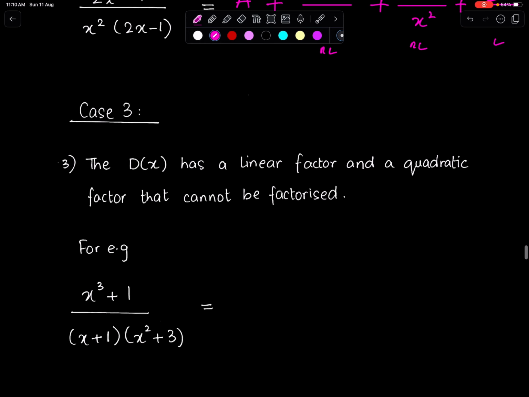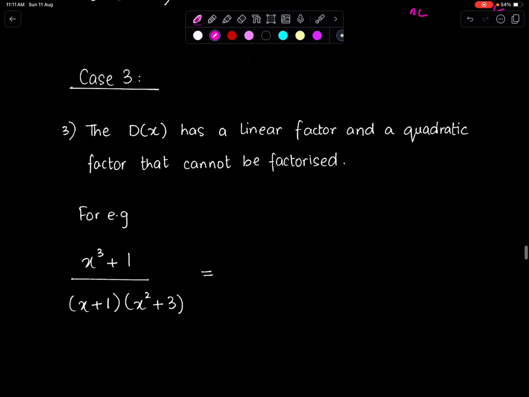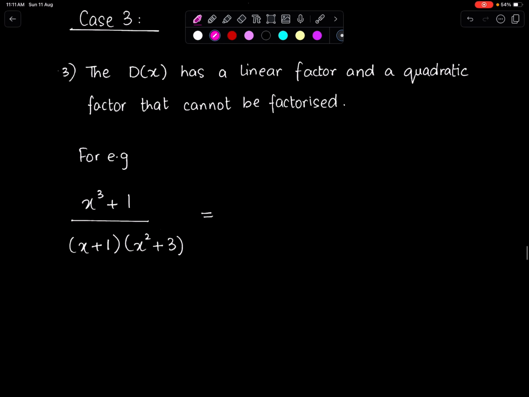Case 3. The denominator has a linear factor and a quadratic factor that cannot be factorized. Again, the fraction is improper because the highest powers of variable both in the numerator and denominator are equal. This is a linear factor and this is a quadratic factor.